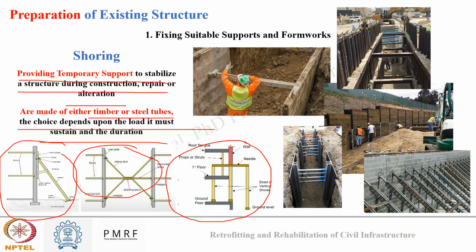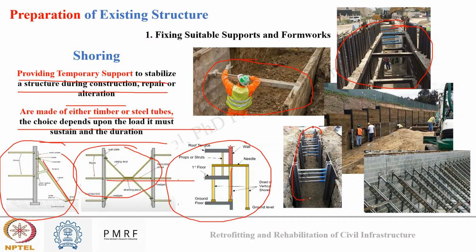Okay, in these images you can see different types of shoring also. There's inclined shoring, there's horizontal shoring, and there is vertical shoring. And in the images on the right, you can see several applications of shoring. Here you can see horizontal shoring being carried out for some soil stabilization work. Here also you can see vertical shoring and horizontal shoring being applied.